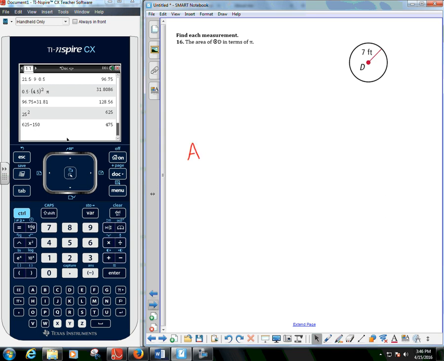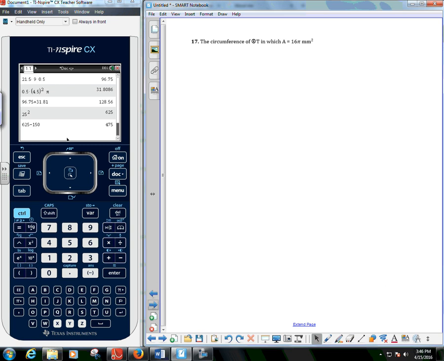The area of a circle is A equals pi r squared. I know that r is 7, so the area in terms of pi is 49 pi, and that's it. Oh, excuse me, 49 pi feet squared.